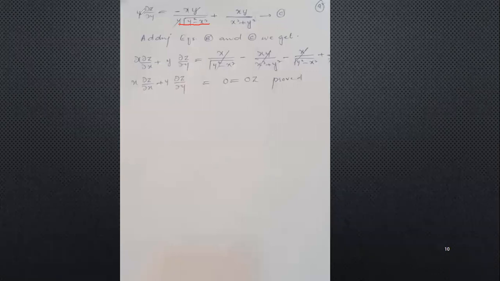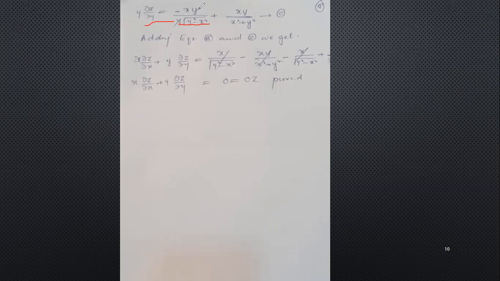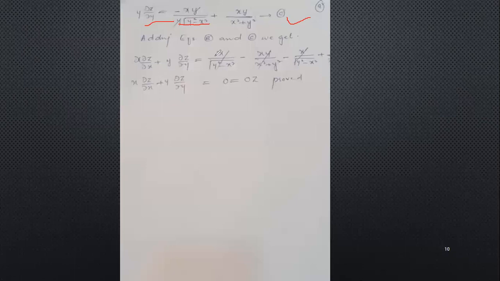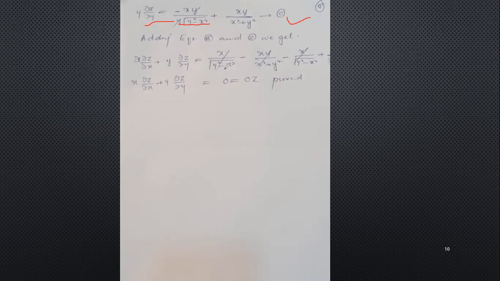After multiplication by y, we get y times the partial derivative of z with respect to y equal to minus x times y divided by y times under root of y square minus x square, where the denominator y and numerator y cancel, plus x into y divided by x square plus y square. So this is equation number C.